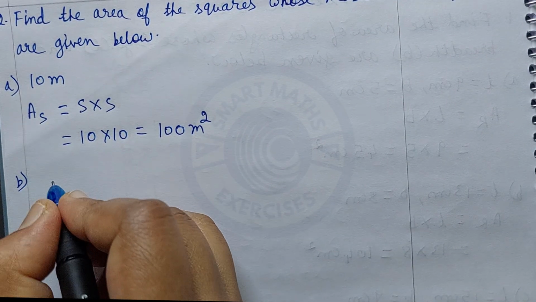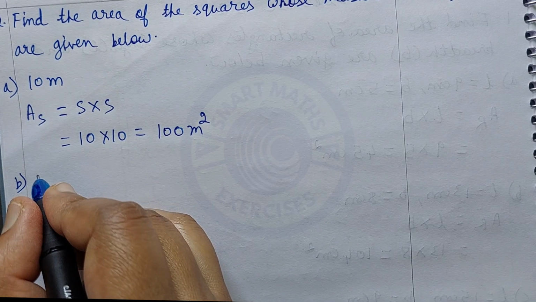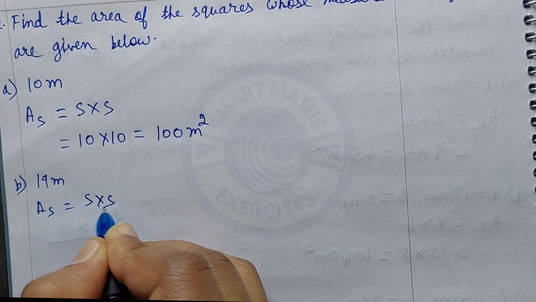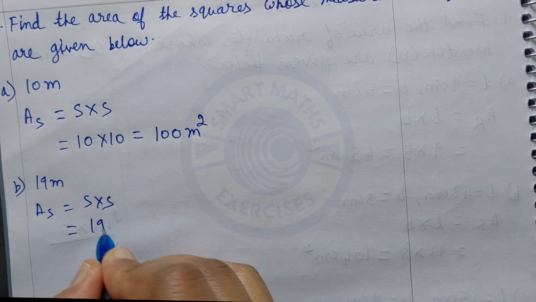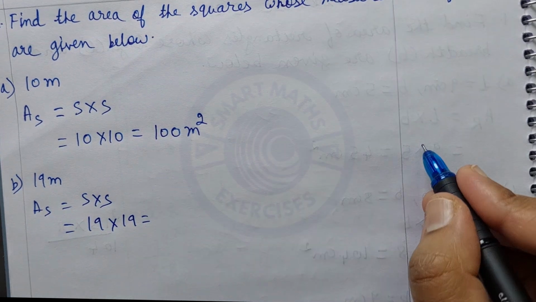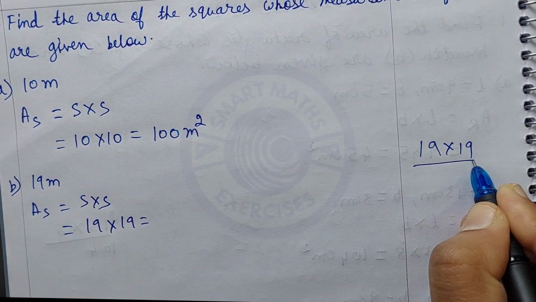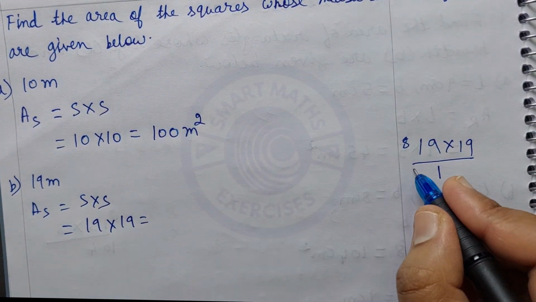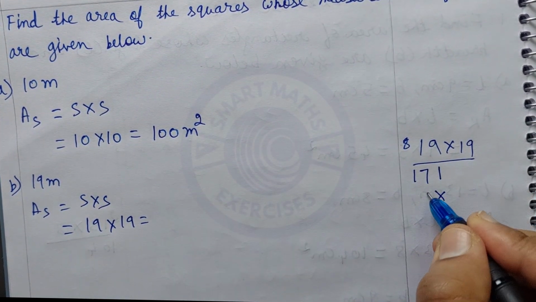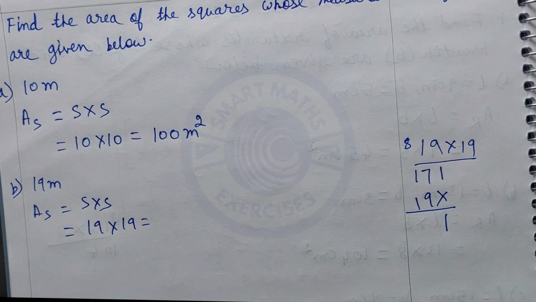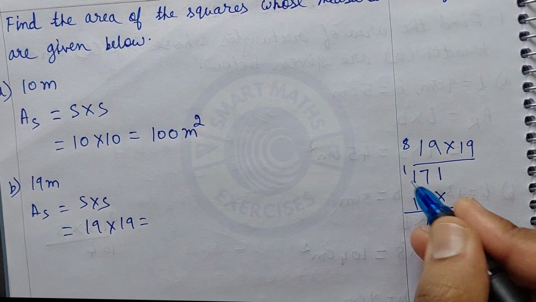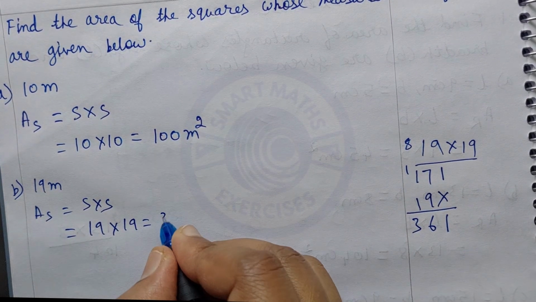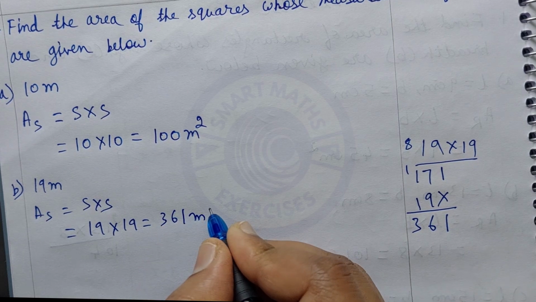Next question B. 19 m. Area of square equals side into side equals 19 into 19. Multiply 19 into 19. 9 nines are 81. 9 ones are 9 plus 8 is 17. 1 nines are 9. 1 ones are 1. 7 plus 9 is 16. 1 plus 1 is 2, plus 1 is 3. Answer is 361. M into M is meter square.